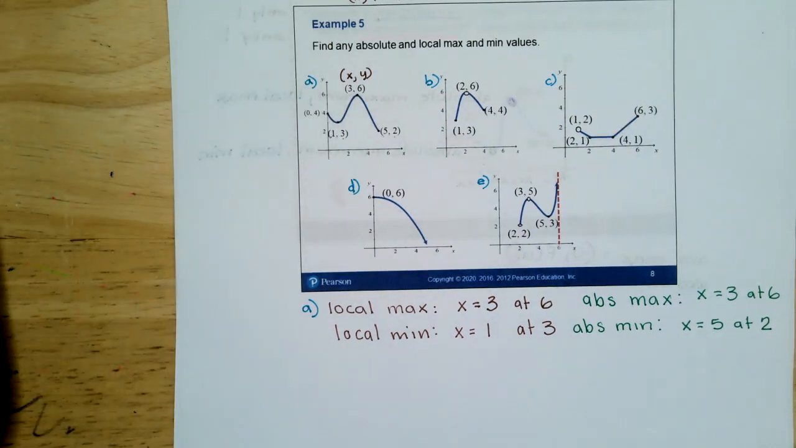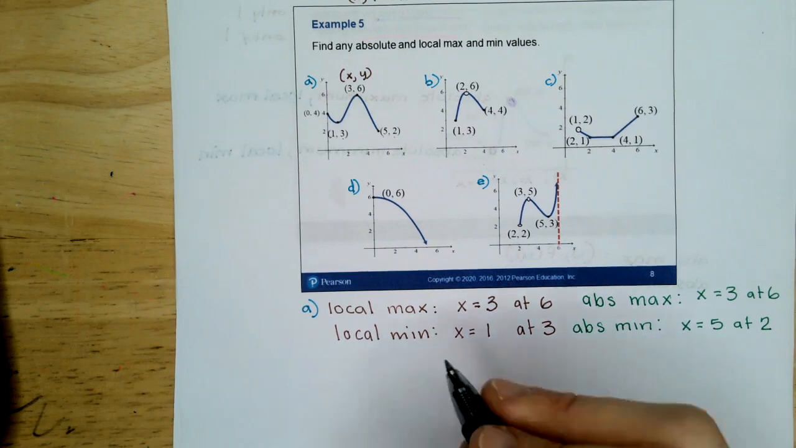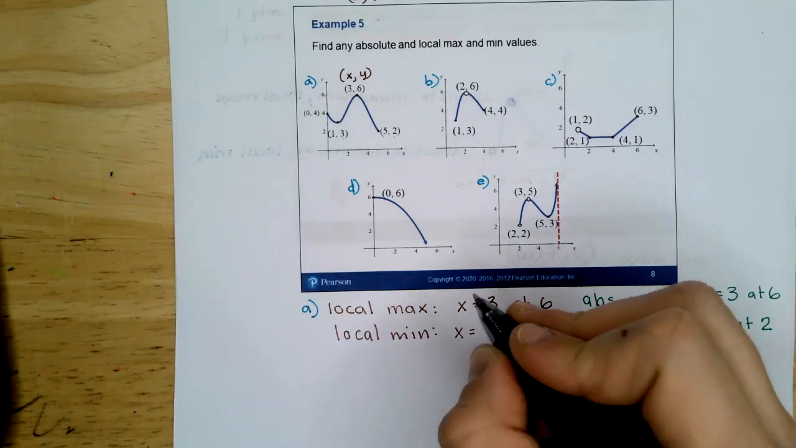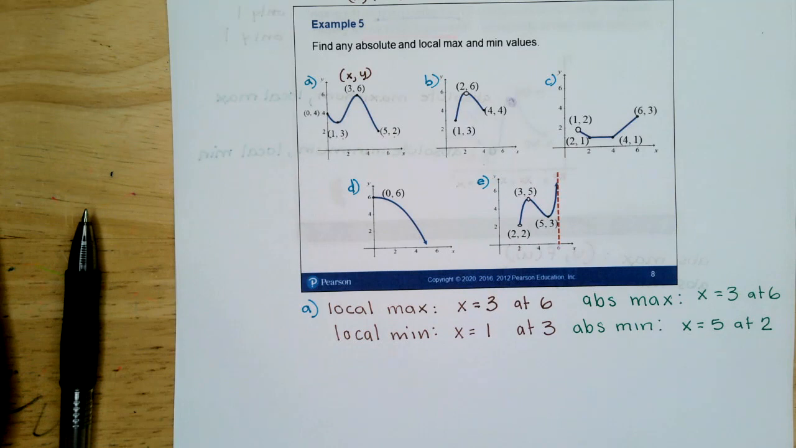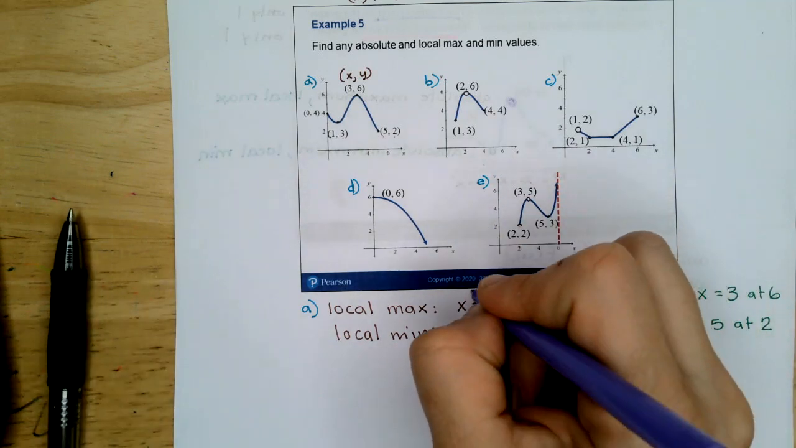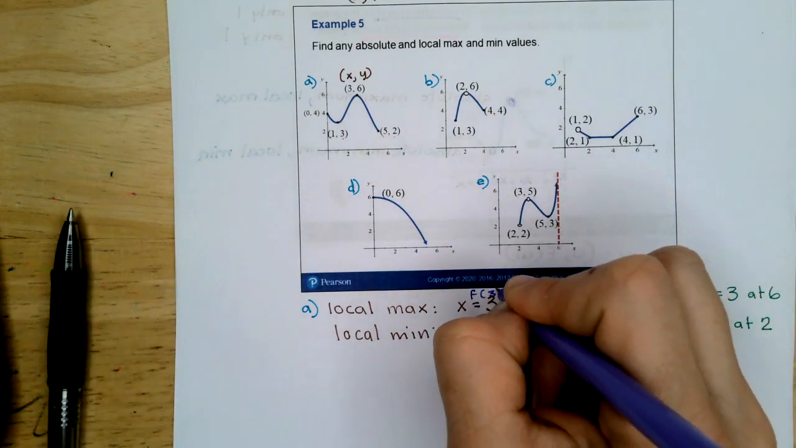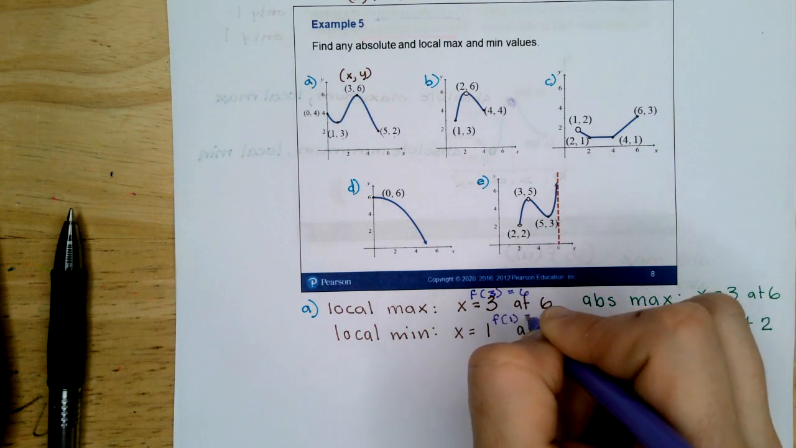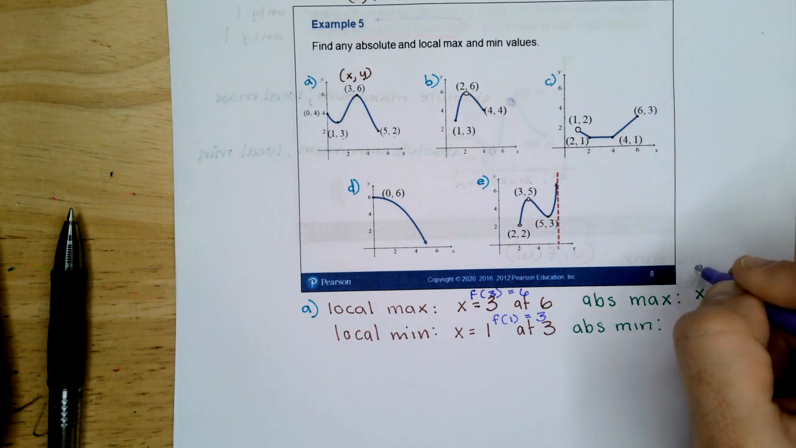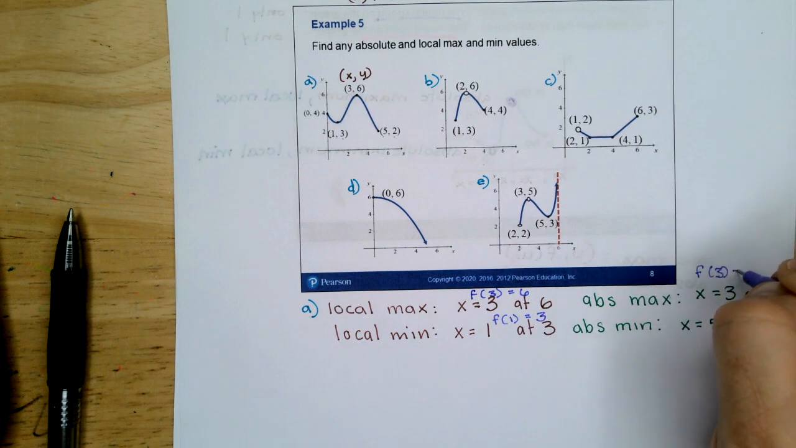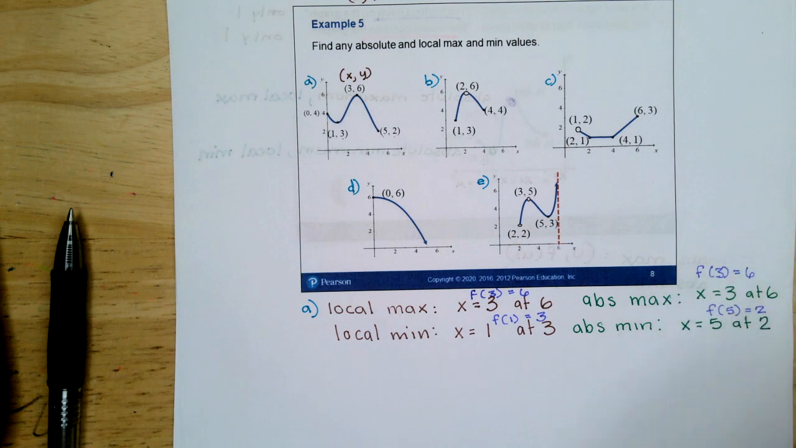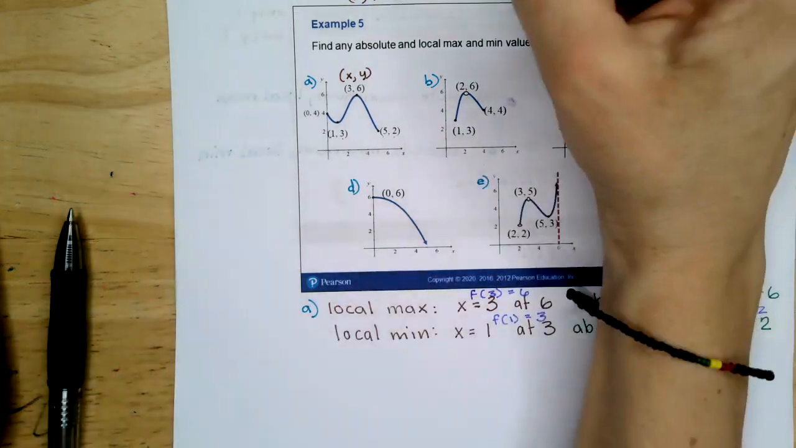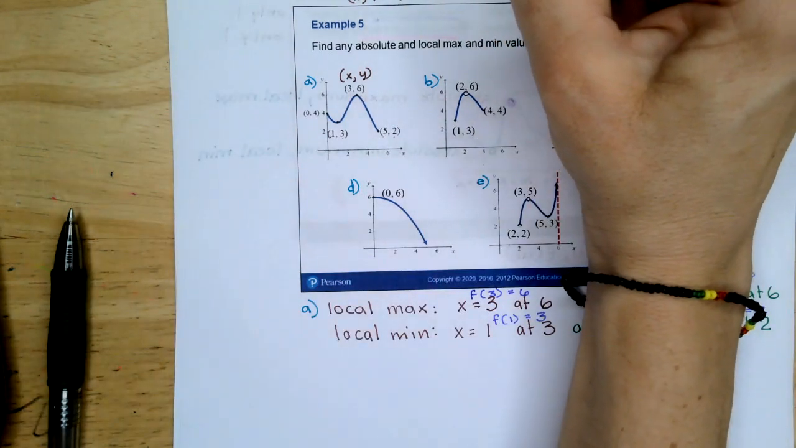Okay? We can also answer that as my local max is, so just to be clear, f of 3 is 6, f of 1 is 3, f of 3 is 6, f of 5 is 2. F of x equals y. Good? F of x equals y.